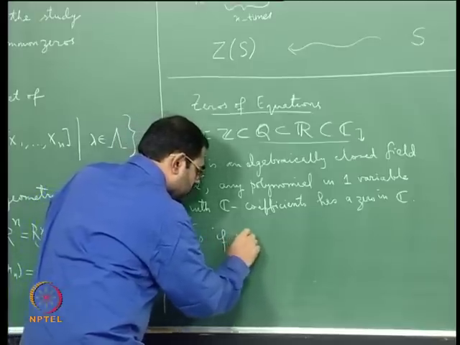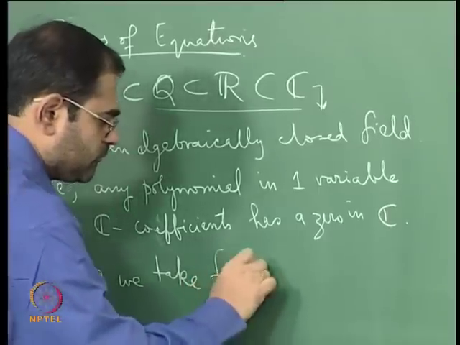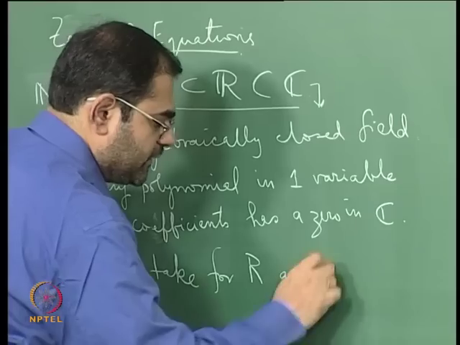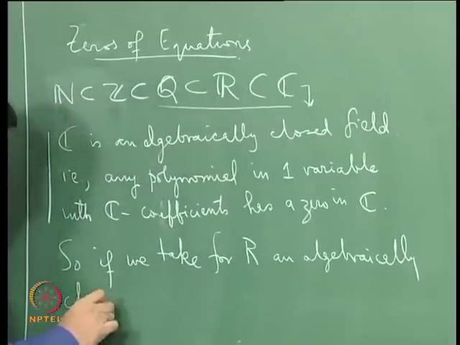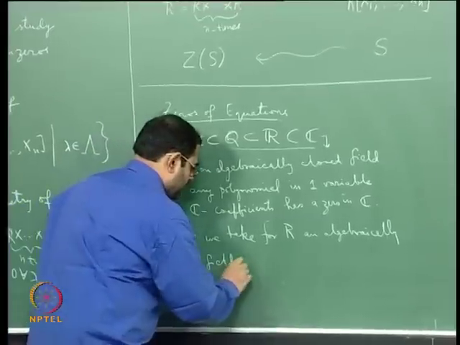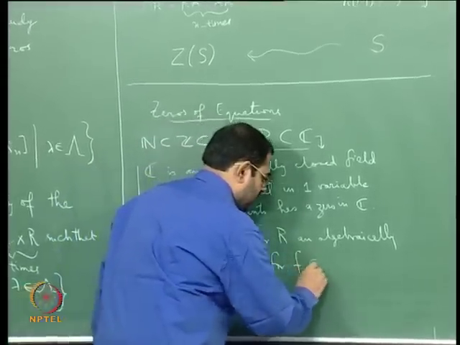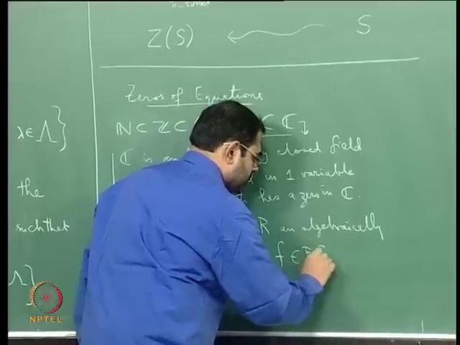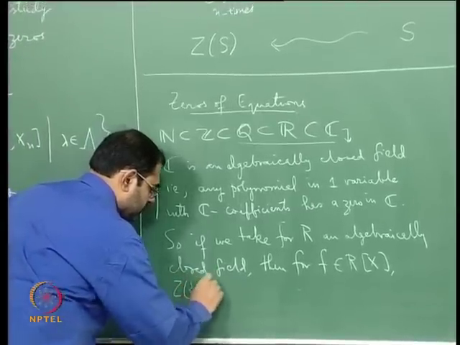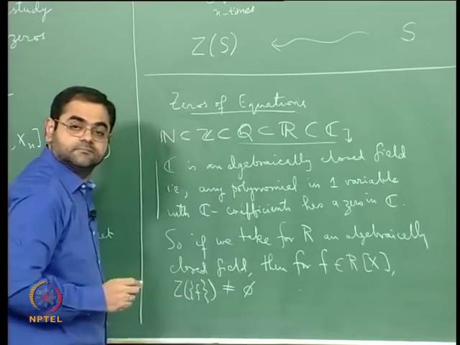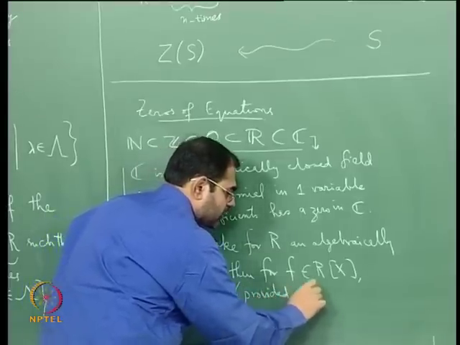If we take for R an algebraically closed field, then for F in R[x], Z of F is non-empty. Of course, provided F is non-constant.